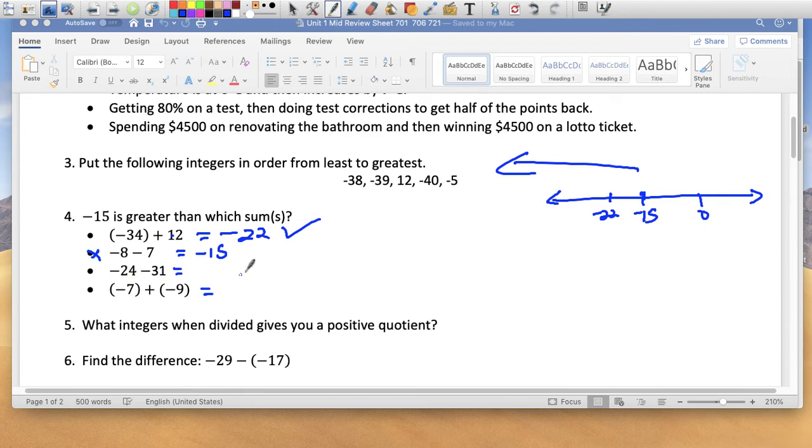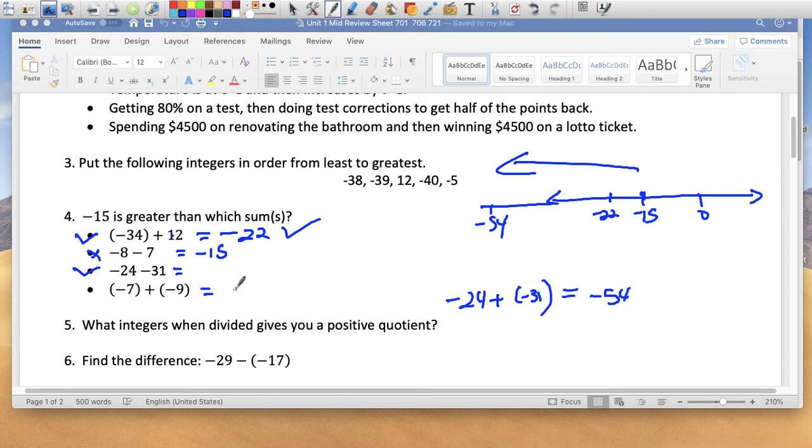Negative 28 minus negative 31, and again, we're subtracting a negative, which means we're actually adding a positive. So that becomes negative 28 plus negative 31, right? So two negatives, you're going to move even further to the left. That's going to give us negative 54, somewhere over here. So negative 15 is definitely greater than negative 54. So that's one we want. So the first one, the third one.